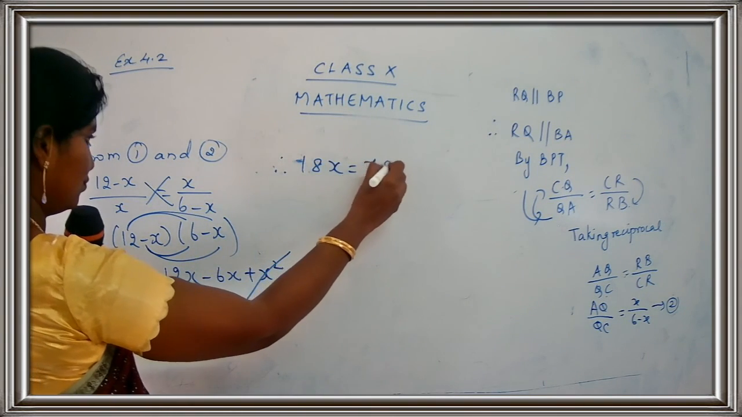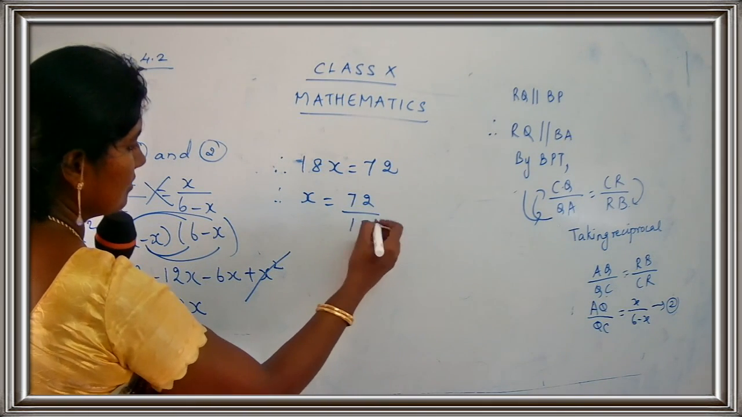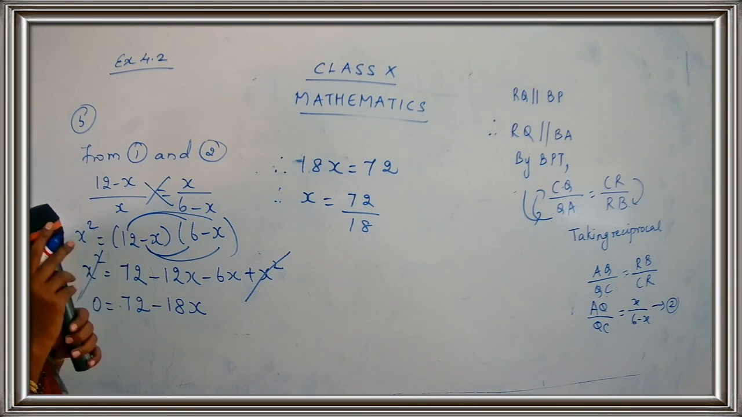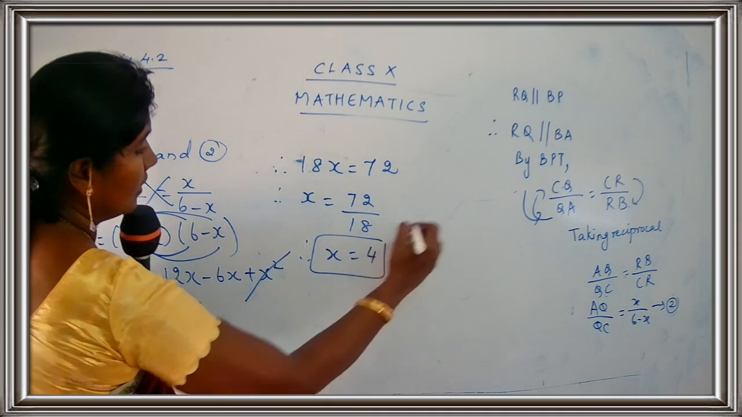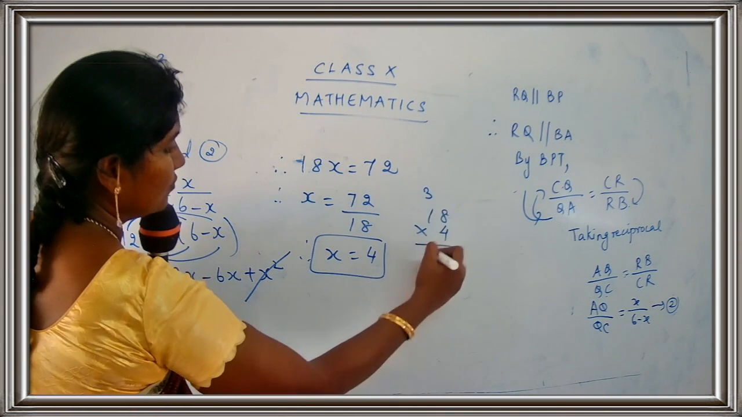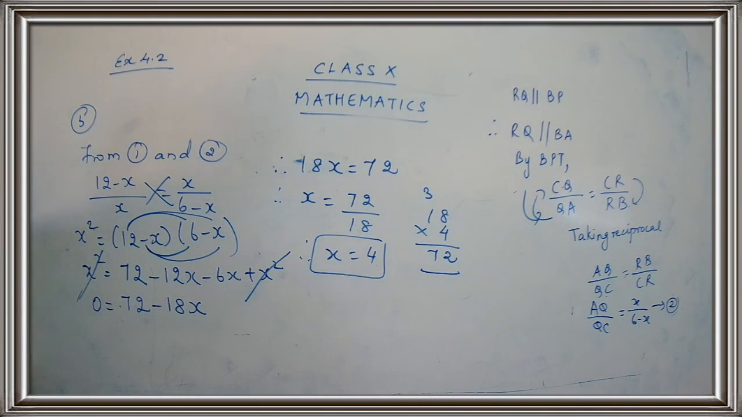Now what are you going to do here? You are just going to shift this 18X to the LHS side. So I get 18X is equal to 72. Therefore, X is equal to 72 upon 18. When you divide 72 by 18, you get the answer as 4.